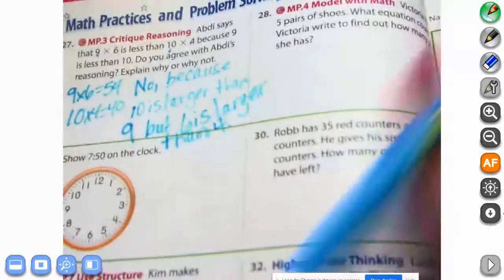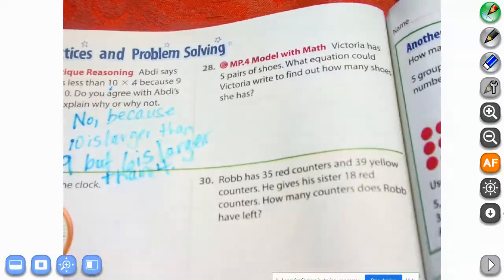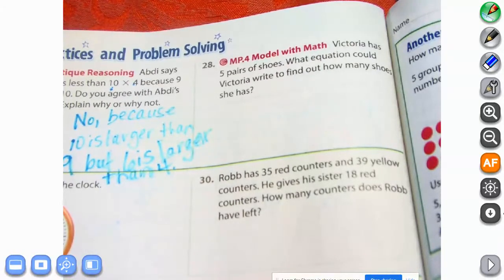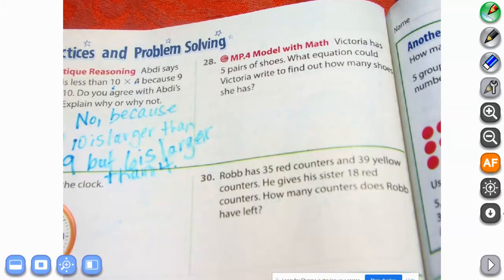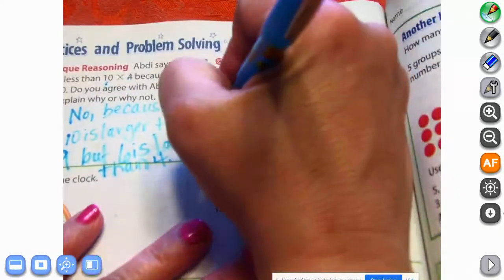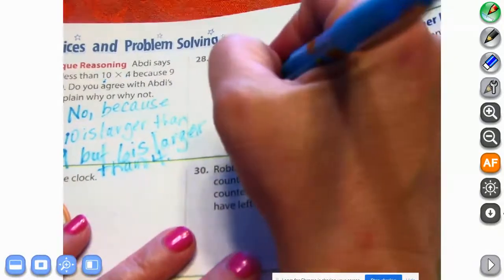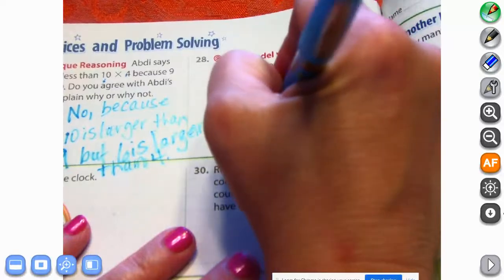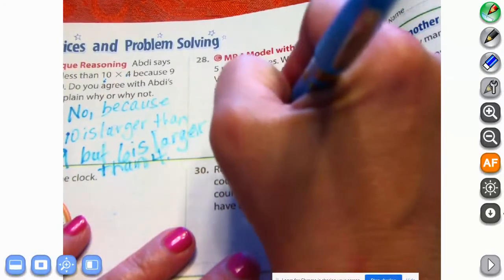All right, hopefully you had enough time to get that written down. If not, push pause, please. And then number 28, Victoria has 5 pairs of shoes. What equation could Victoria write to find out how many shoes she has? Okay, a pair of shoes has 2, and she has 5 pairs. So she has 10 shoes.